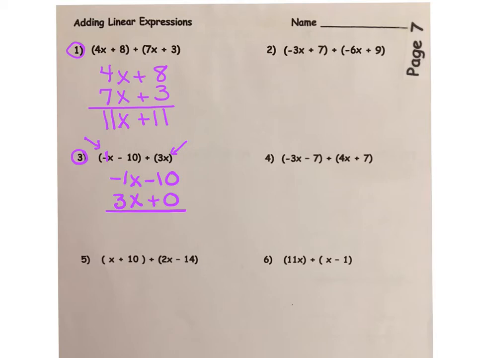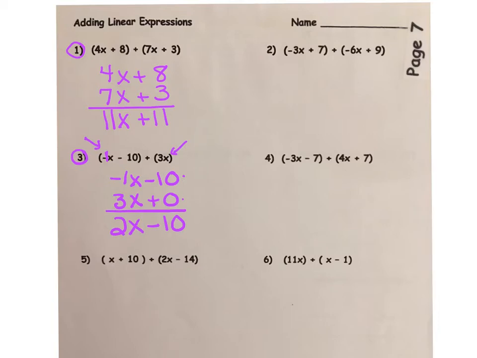Now it's time to term combine. We get a negative 10 for our constant, and then for our x term, a negative 1x and a positive 3x gives us 2x.